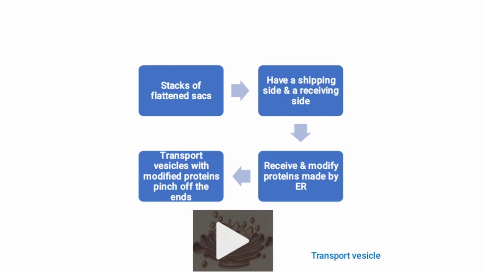Next, this is the structure of your Golgi bodies or apparatus. So what is the property of Golgi bodies? It is stacks of flattened sacs, having a shipping side and a receiving side. They receive and modify proteins made by the endoplasmic reticulum. Transport vesicles with modified proteins pinch off the ends. So you can see the transport vesicle there.